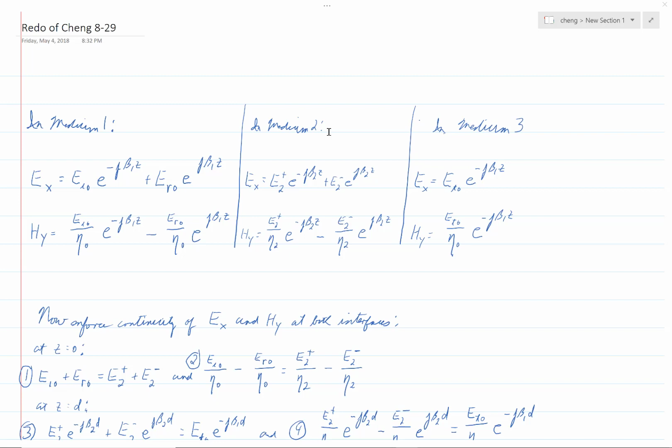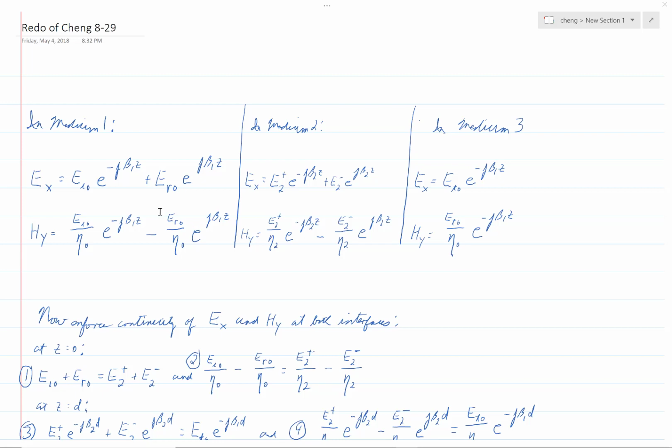By looking at that page and by also referring to the statement of the problem, we see the following. In medium 1, the electric field is given by E_i0 e^(-jβ1z) plus E_r0 e^(jβ1z). H_y is given by E_i0 over η0 e^(-jβ1z) minus E_r0 over η0 e^(jβ1z), and so on. You can see the rest of them.